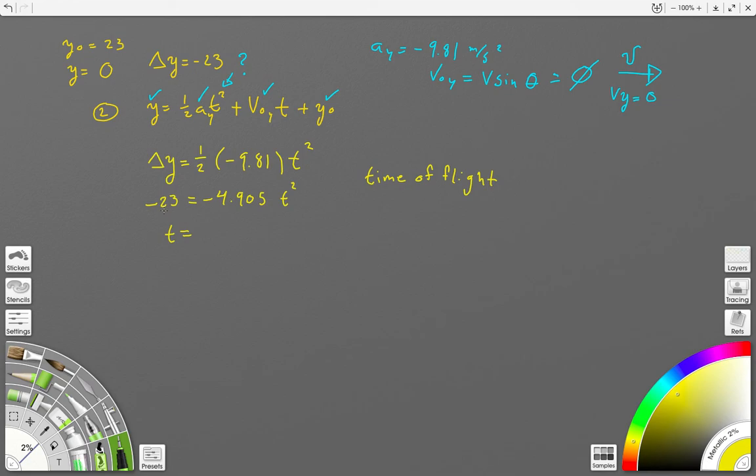So this time of flight, we can calculate it by passing this to the other side, and we figure out that it's 2.17 seconds. Okay? So now we have our total time of flight, and we know that this is the time that my projectile spends in the air. Now let's look back at our horizontal movement.